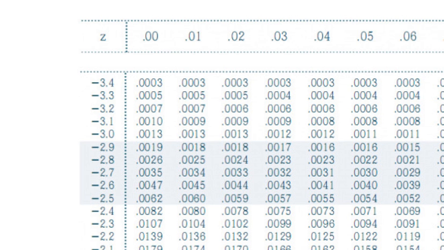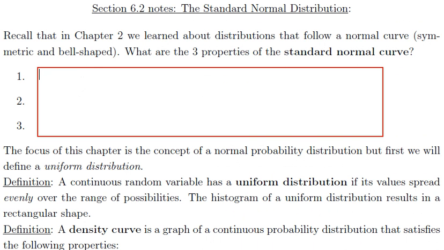Okay, so going to our notes. Now we're on the top of page 25. We're in section 6.2. And the first blank spot just asks us what are 3 properties of the standard normal curve. So the standard normal curve is represented by that table I just showed you. The curve is symmetric and bell-shaped, like all normal density curves are.